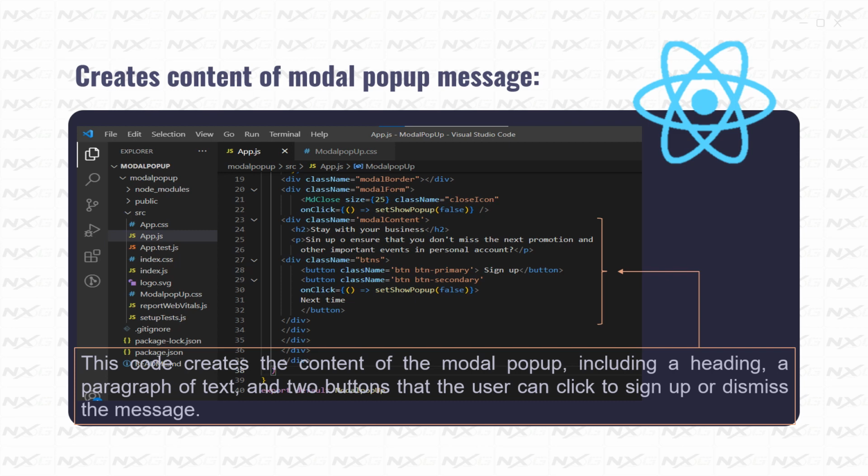Inside modal-content, we have an h2 element that says, "Stay with your business," and a p element that asks the user to sign up to ensure they don't miss the next promotion and other important events. We also have two buttons with the classes btn-primary and btn-secondary. The first button says Sign Up, and the second button says Next Time. Clicking the Sign Up button would presumably take the user to a sign-up page, while clicking the Next Time button would close the modal pop-up without taking any action.